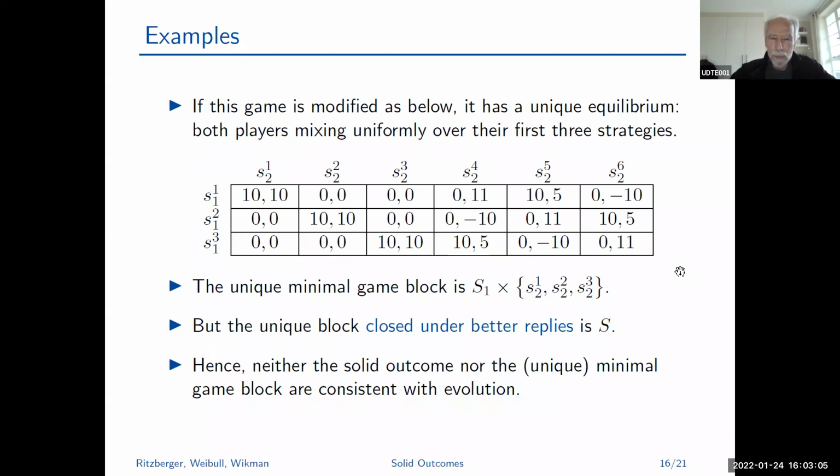But there is only a unique block that is closed under better replies, and that happens to be the whole strategy space. And this last observation is important to relate this to evolutionary dynamics, because Jürgen and I have a very old paper where we characterize the faces spanned by blocks when they are asymptotically stable, and the characterization is they must be closed under better replies, which is not the case here. So here we accept a solid outcome that in no reasonable evolutionary dynamics can be stable.